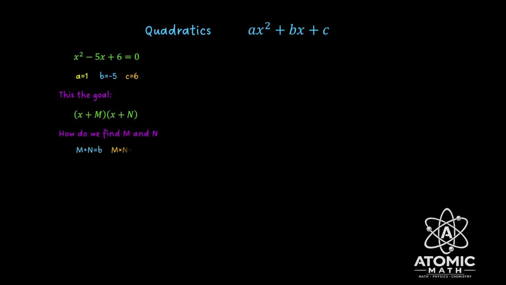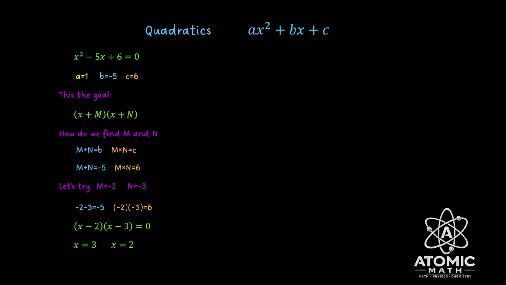Well, first we know that m plus n has to equal b. And we know that m times n has to equal c. So in our example above, that means that m plus n has to equal minus 5, and m times n has to equal 6. Based on that, we're going to try m equals minus 2 and n equals minus 3. And this shows how I got to that. So we try x minus 2, x minus 3, and that gives us x equals 3 or x equals 2.